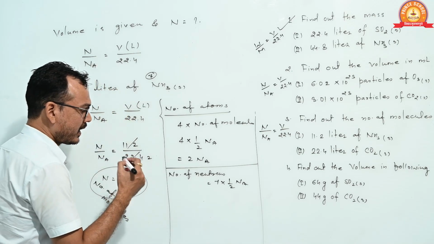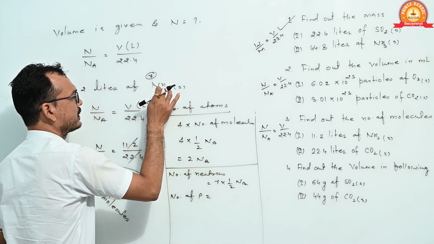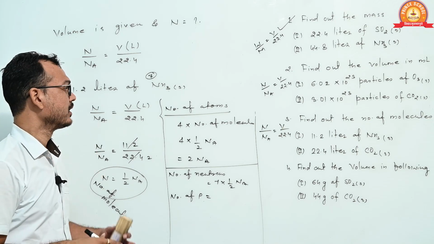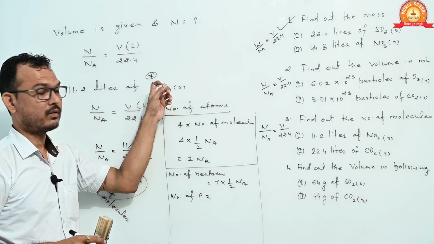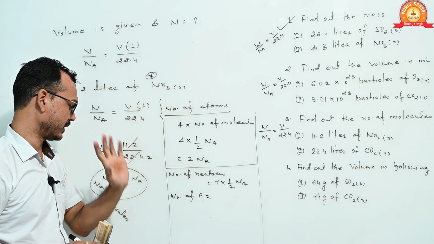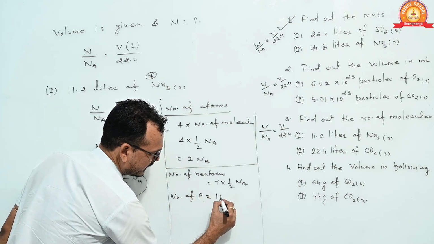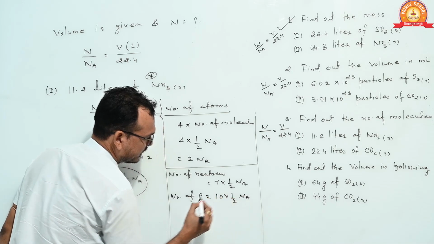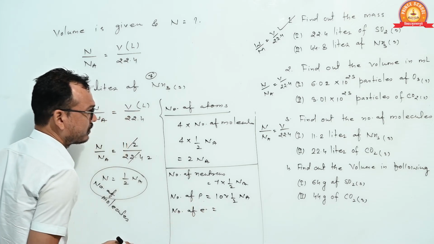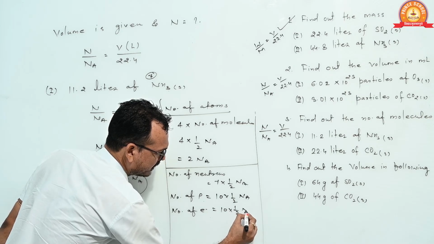Is that clear? And the number of protons is 7 plus 3. One molecule of NH3 has 10 protons, 7 plus 3. Then the number of molecules is 1 by 2 Na, so we can say 10 into 1 by 2 Na. Clear? And the number of electrons is also 10, so we can say 10 into 1 by 2 Na.